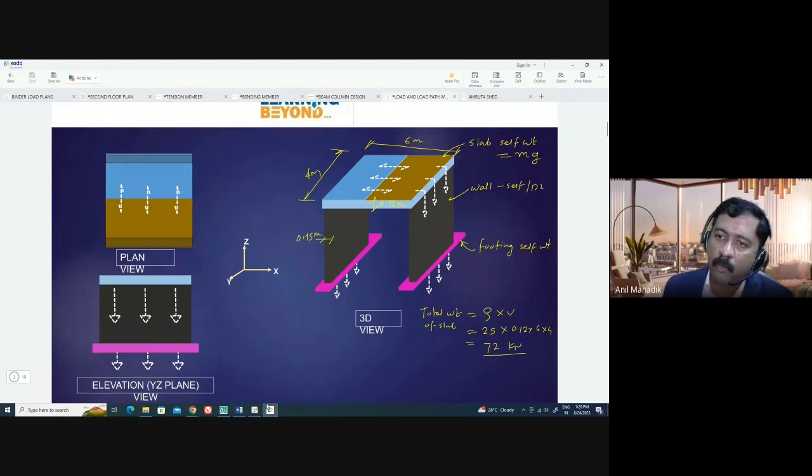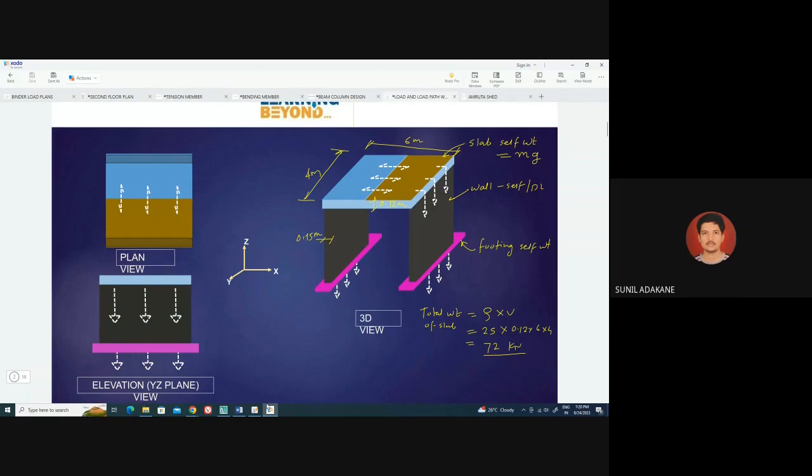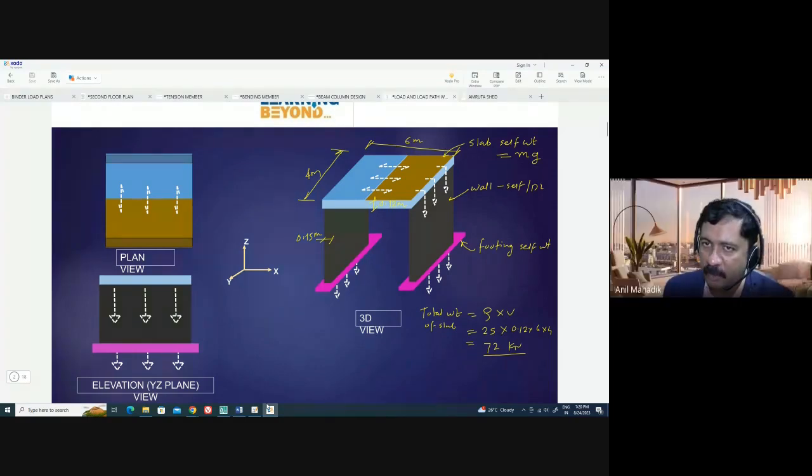Now, where this load will go? Total load, tell me, where will it go? Sir, wall. So it will go on two walls. There are only two walls which are taking the load. So the slab will transfer the load 50% here and 50% here. So if this is 72 kilonewton, then 36 kilonewton will go on this wall, 36 kilonewton will go on this wall. Okay, simple. But this is total load.